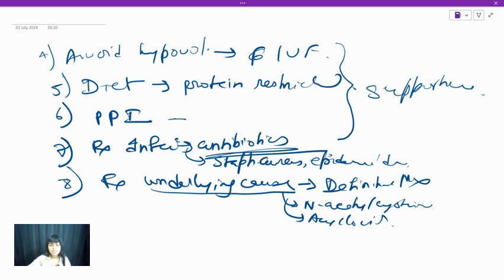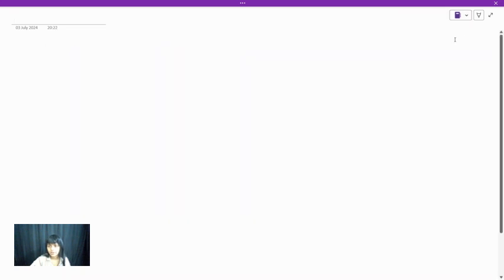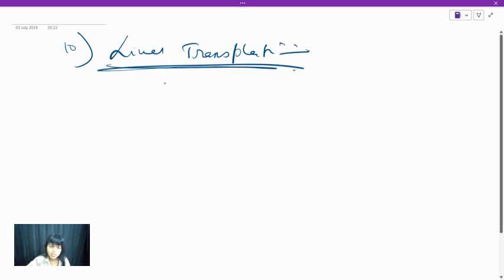And the last point, the last resort rather, that is your liver transplantation. Okay, this is very important, and we generally go for orthotopic liver transplantation, OLT.